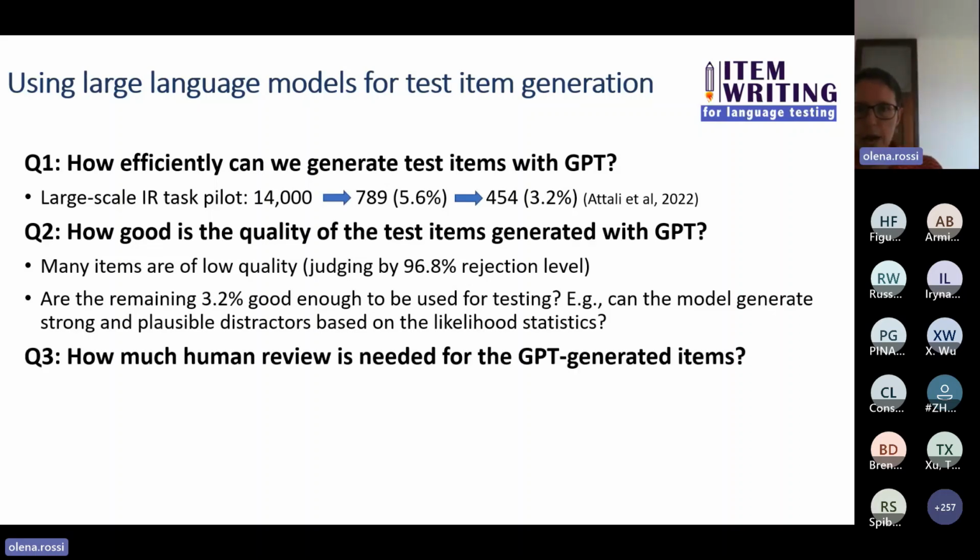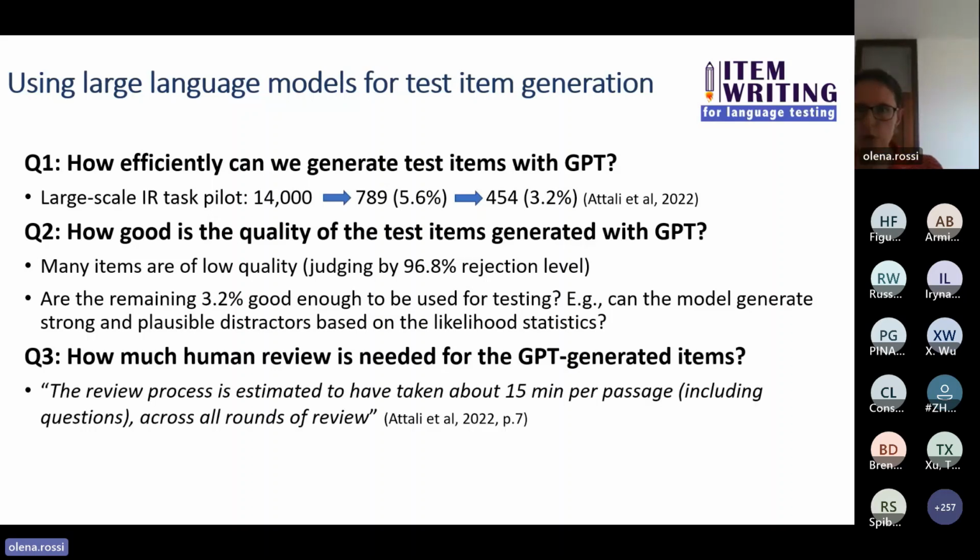My third question, how much human review is needed? When using GPT to generate items, Italian colleagues reported for their interactive reading task piloting project that the review process is estimated to have taken about 15 minutes per passage, including questions, across all rounds of review. Is it enough? The answer depends on our answer to question 2.